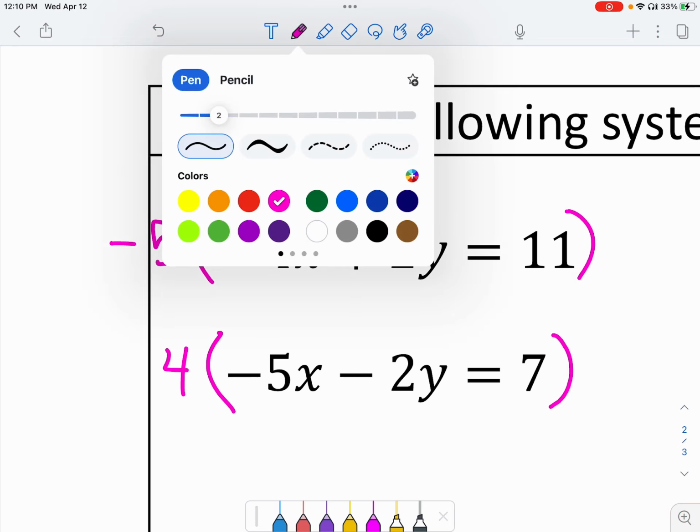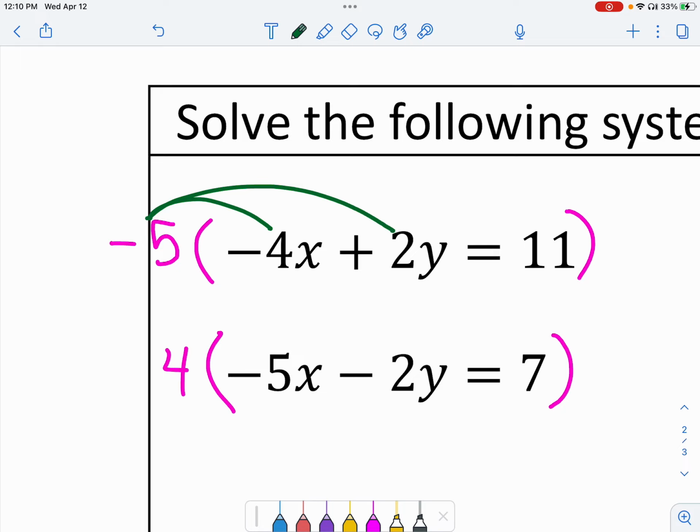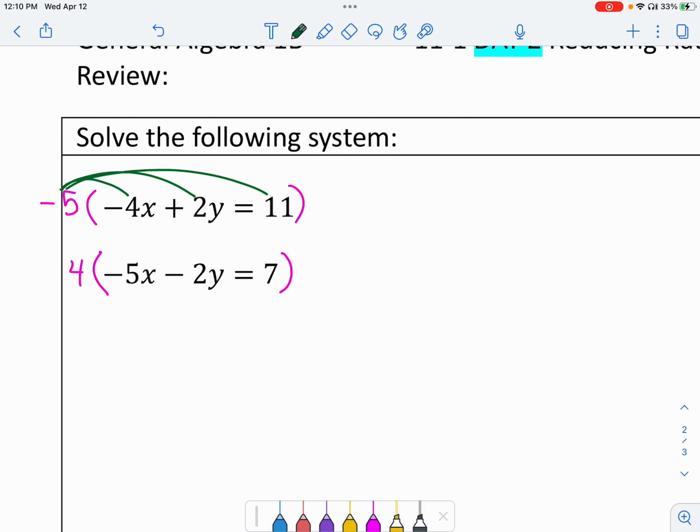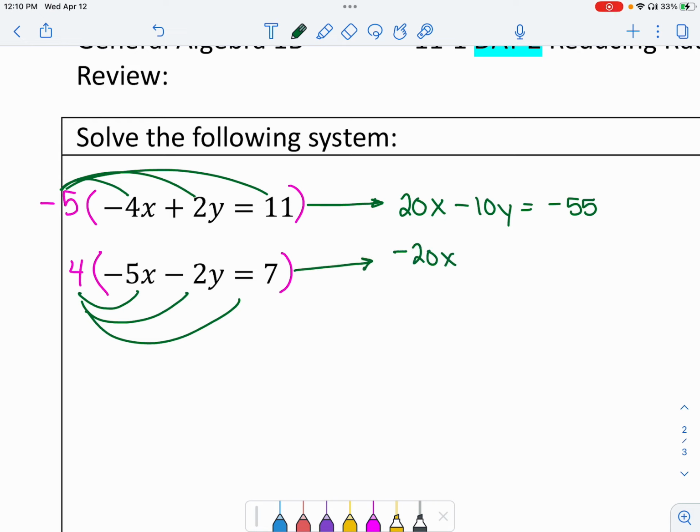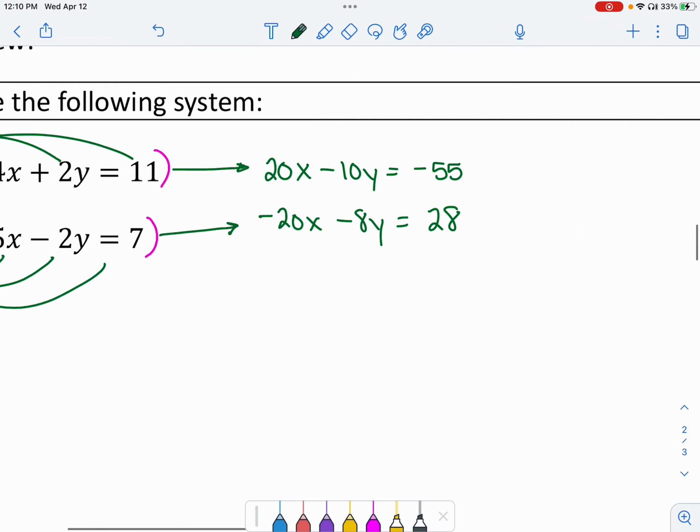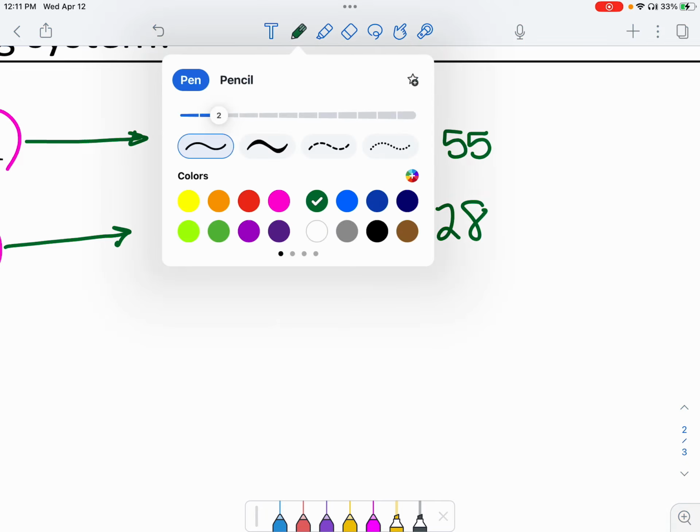Here we go. It is now time to distribute. This is called elimination. You learned this in the class previous to mine, so it's just review. When you distribute, negative 5 times negative 4 is positive 20x. Negative 5 times positive 2 is negative 10y. 11 times negative 5 is negative 55. Now for the bottom. 4 times negative 5 is negative 20x. 4 times negative 2 is negative 8y. And 4 times 7 is 28. That was step 1.